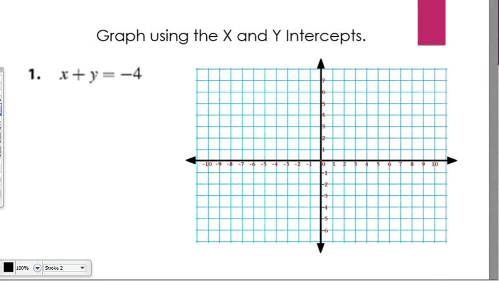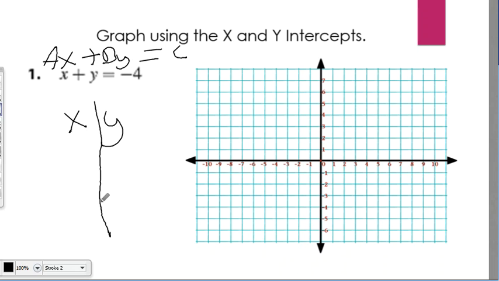Okay, so let's just start with this one. x plus y equals -4. So let's set up our table of values here. This one is already in standard form. So we're just going to set up our table of values that are going to help us find 2 points that are on the line. And remember, you can graph a line if you know 2 points.